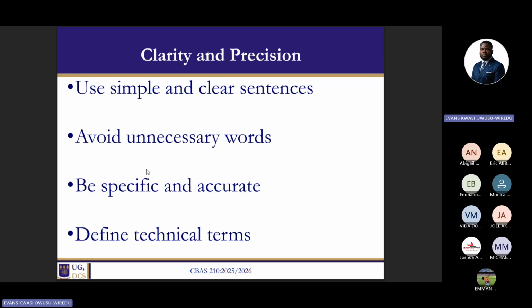The slightest change in word can change the meaning of the intention you want to communicate. And so one must be aware of the choice of words so that it becomes clearer to the reader, or in this case, the lecturer. Avoid the use of unnecessary words. Be specific and accurate. Go straight to the point.